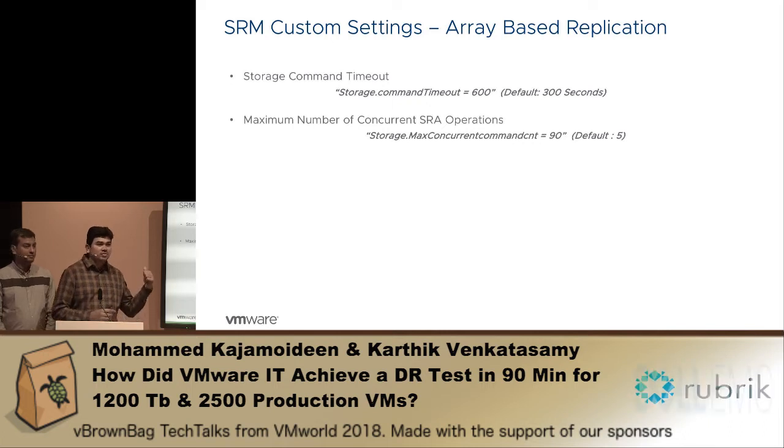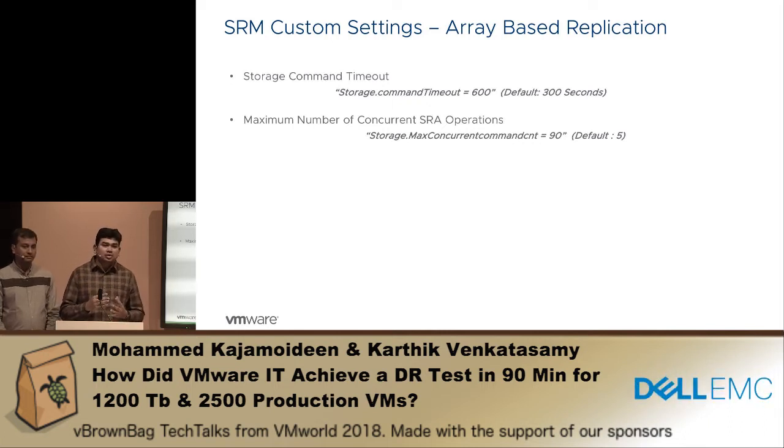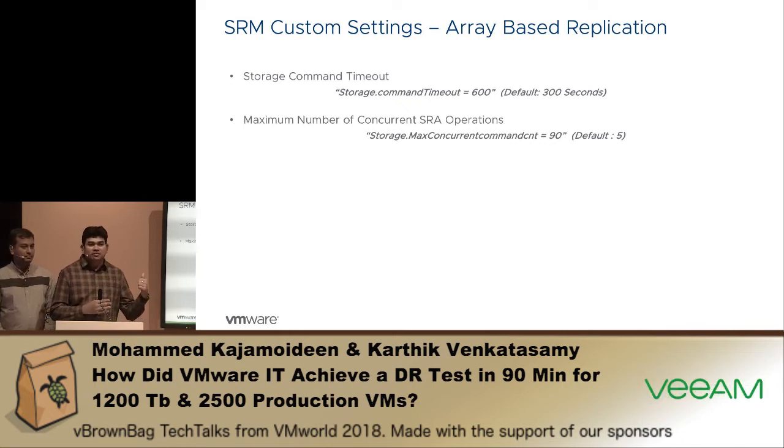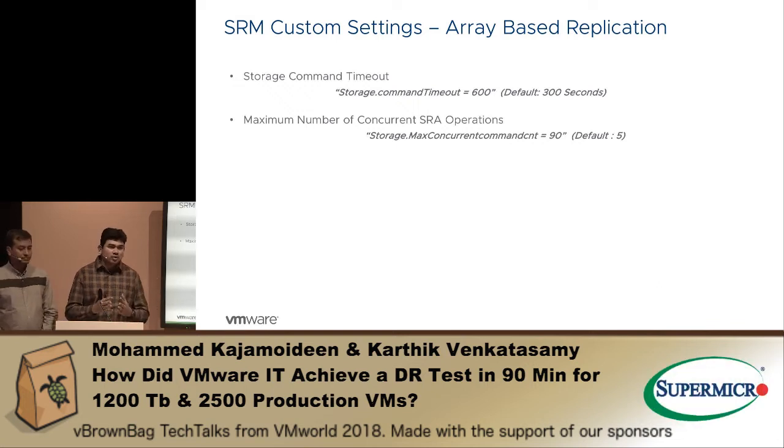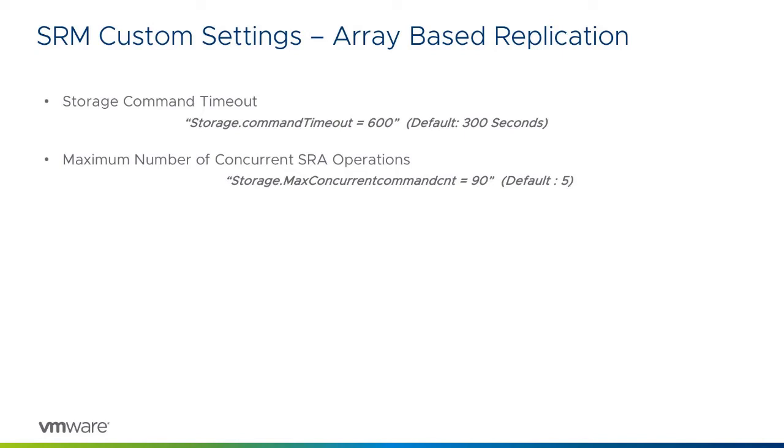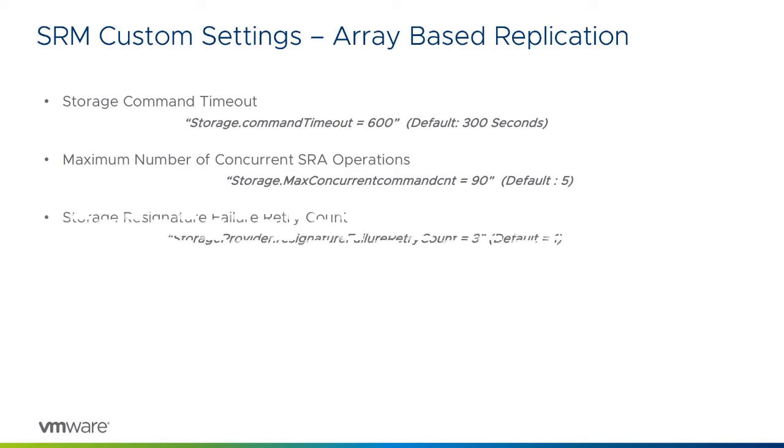maximum number of concurrent SRA operations. This is one of the important settings which allows us to run the parallel recovery of multiple recovery plans. Since we have a larger number of recovery plans, we have to run them in parallel to shorten the RTO. In the initial phase, when we started the parallel recovery of 4 recovery plans together, we received an error on the 4th one. After reconfiguring this setting from the default 5 to 90, it allows us to perform concurrent operations on the SRA.